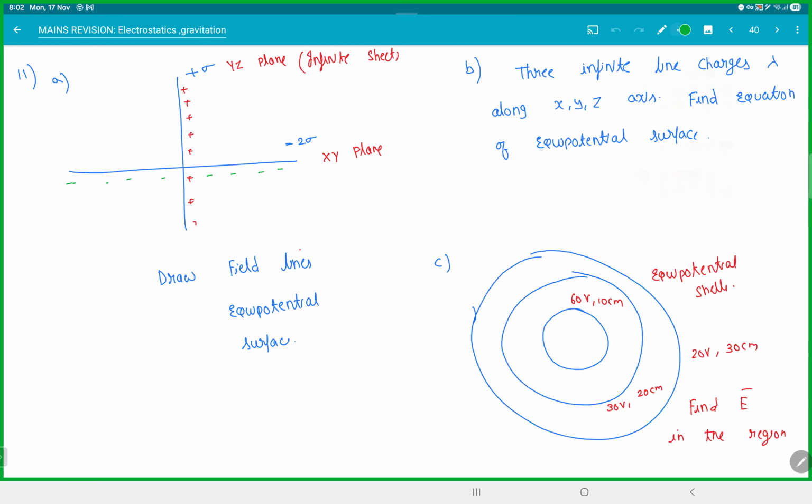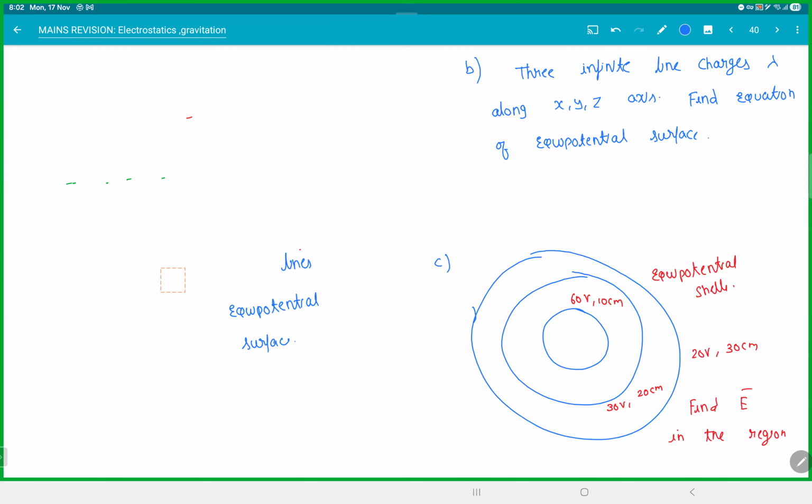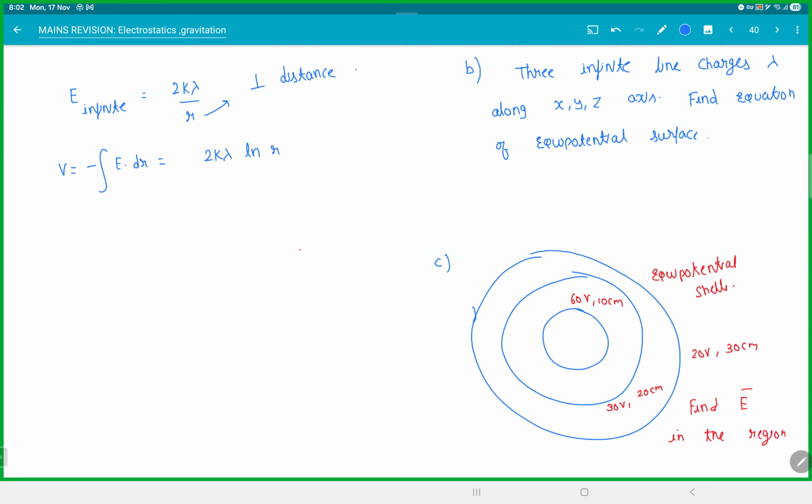Then what about this infinite line charges thing? Now remember, the field due to an infinite line charge is 2k lambda by r. So for the potential difference, when you integrate E dr, you end up with something like 2k lambda ln r. You can adjust the limits. Now be careful, what is this r? This r is the perpendicular distance from the wire. It is not your distance from the origin.